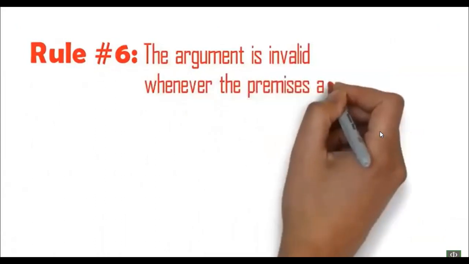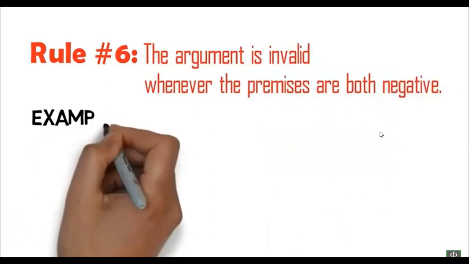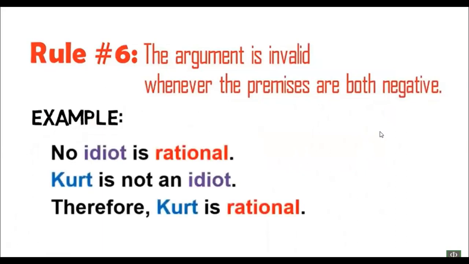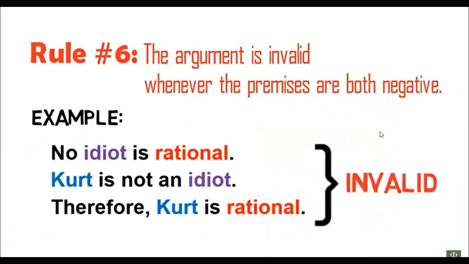Rule number 6 of the 8 rules of syllogism states, the argument is invalid whenever the premises are both negative. Example, no idiot is rational. Kurt is not an idiot. Therefore, Kurt is rational. Obviously, this syllogism is invalid because both premises are negative.